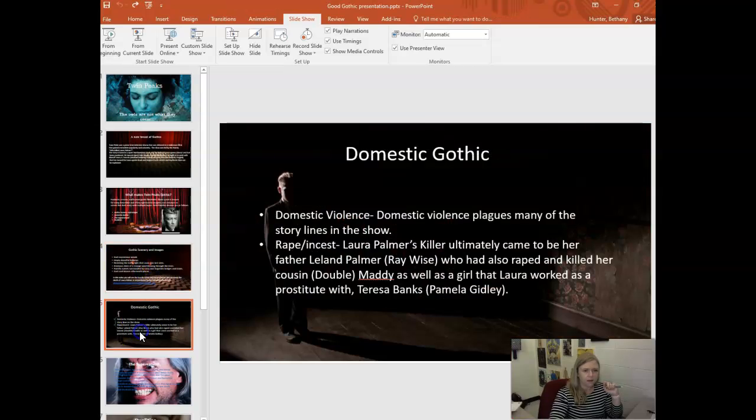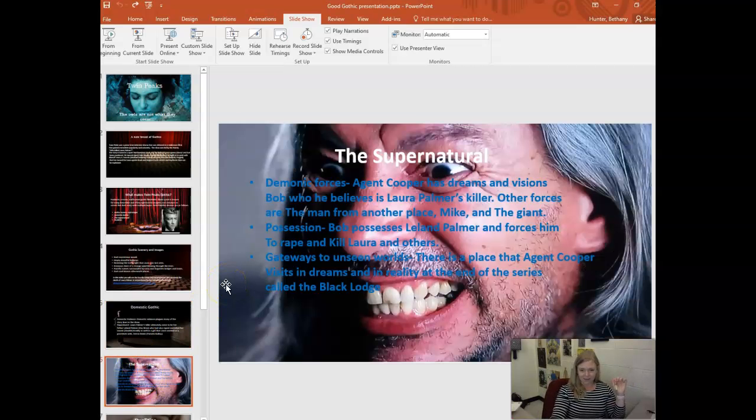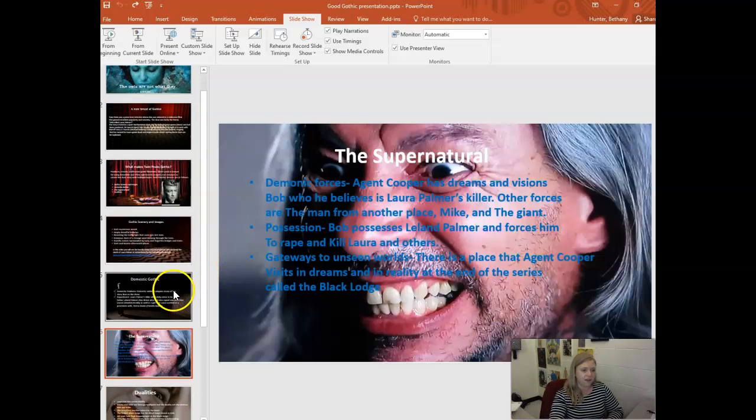Okay. Domestic Gothic, and so they talk about domestic violence and rape and incest, which are both parts of Twin Peaks. So kind of keep that in your mind. And then, oh, this one is so scary because it's the killer, but also you can't read what is being said here, so I would say let's find another background. Then the supernatural. It says demon forces, and then they explained a little bit. Possession, they explain a little bit. Gateways to unseen worlds, and maybe tell me why those things are Gothic.